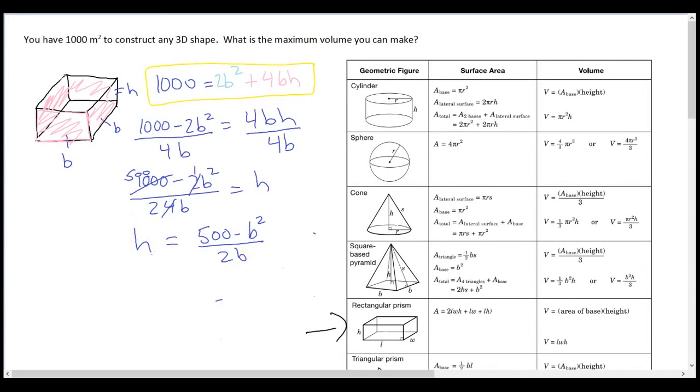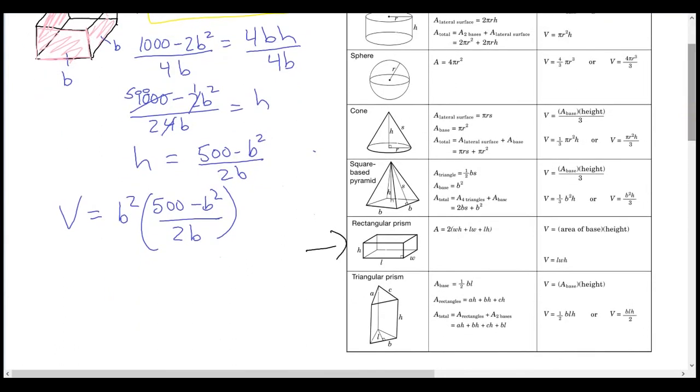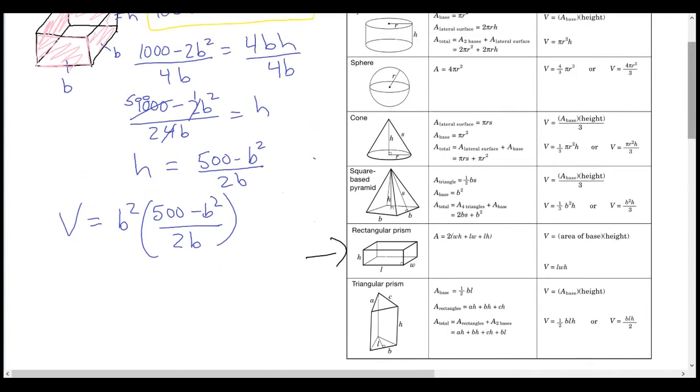If we pick b, we can find h. Let's write an equation for the volume. So the volume of a rectangular prism is usually the area of the base times the height. Area of the base is b squared, times the height. We have the height over here, 500 minus b squared, all over 2b. Great. So now we have this equation, and we can use it to graph the relationship between the volume and the choice of variables.